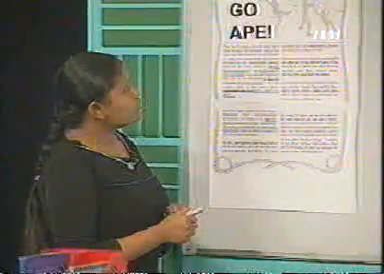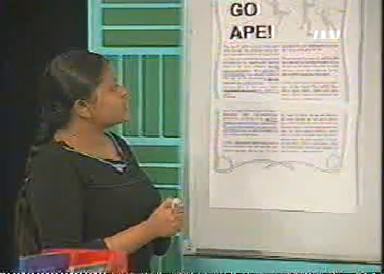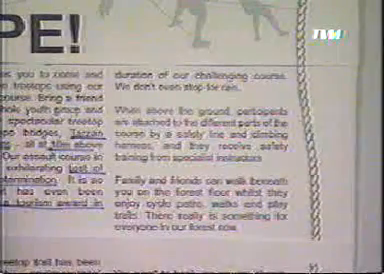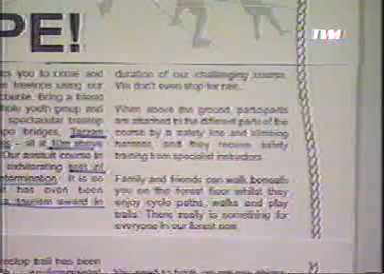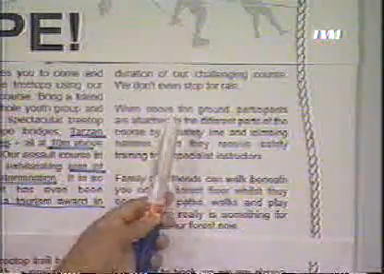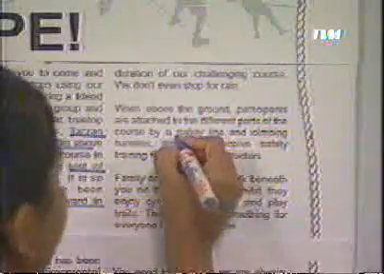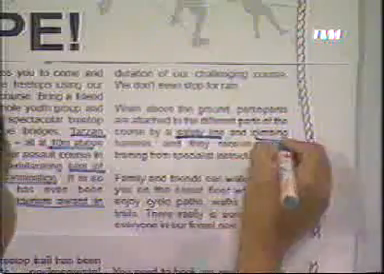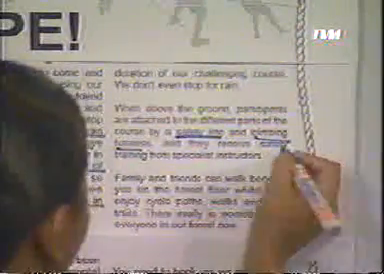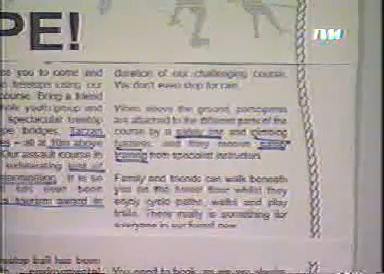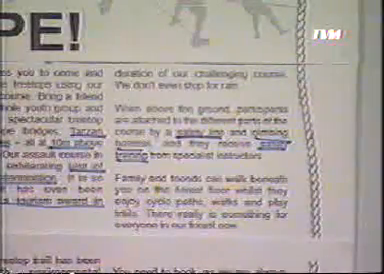When above the ground, participants are attached to the different parts of the course by a safety line and climbing harness, and they receive safety training from specialist instructors. So, this is something about safety, isn't it? So, what are the things? Safety lines, climbing harness, and then safety training, isn't it? Those are the things that are done for the safety of the people who are taking the course.